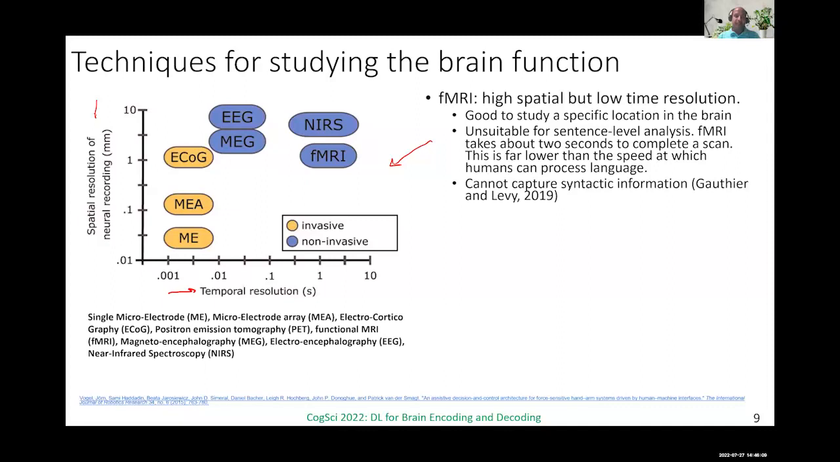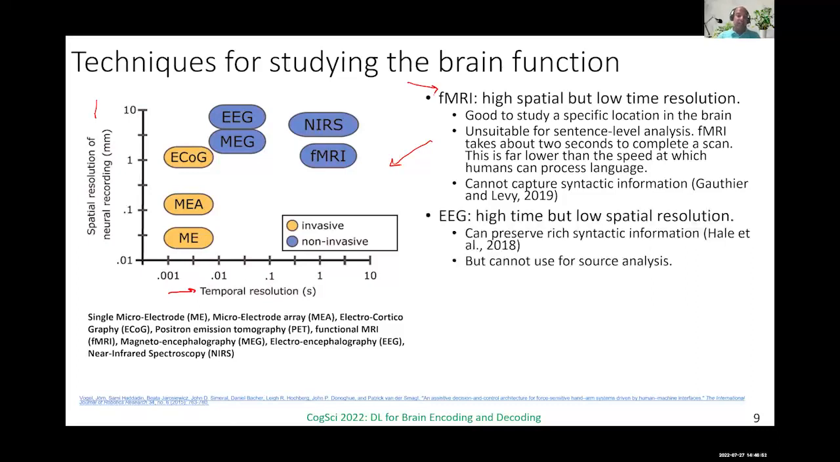What is popular is fMRI. fMRI, as you can see here, has high spatial resolution, but low time resolution. The high spatial resolution means you can discriminate between very small locations inside the brain, and therefore it's good to study a specific location in the brain. However, it is unsuitable for sentence level analysis. The reason is fMRI takes about 2 seconds to complete a scan, which is far lower than the reading speed and the speed of processing language. Therefore it cannot capture the syntactic information very well.